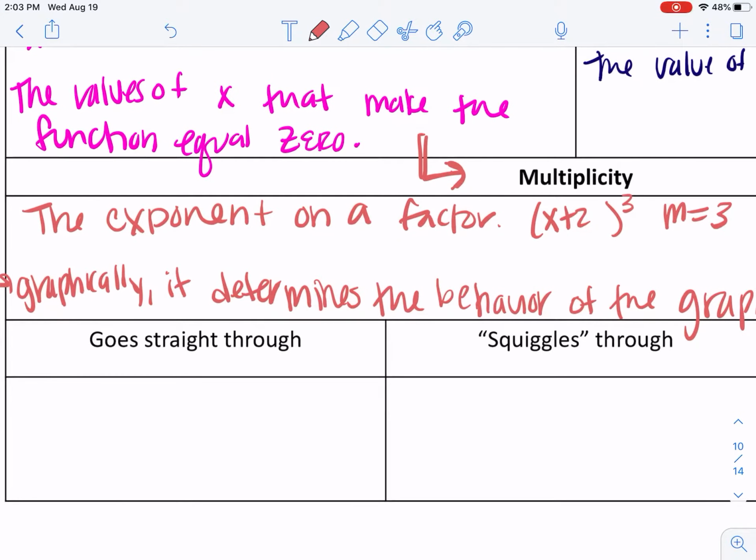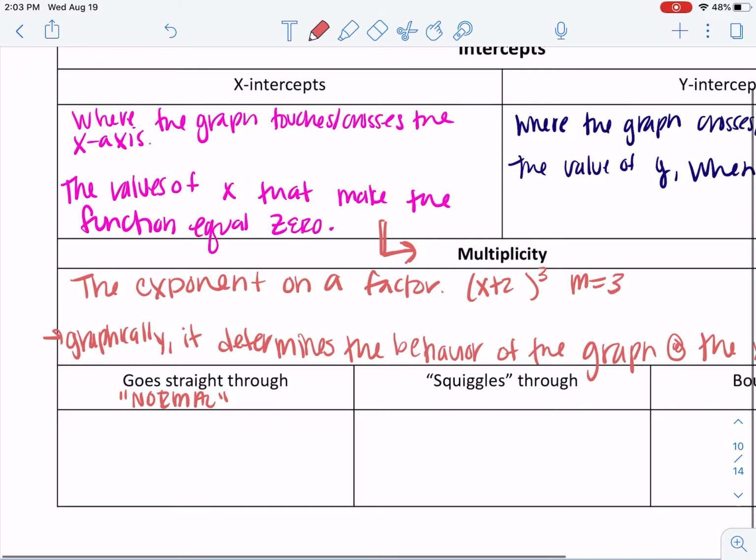So the first option is that it goes straight through. I call this normal. So the way that you guys have been graphing for years, kind of like a line or parabola, when it just goes straight through the x-axis, you're not thinking about it. That is what we mean here. And this happens when your multiplicity is equal to 1. So when your factor just shows up once.